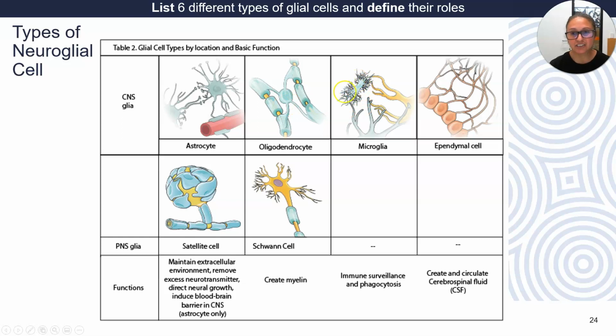This guy hangs around just eating up things that shouldn't be there, like bacteria or dead bits of cells or debris. And this guy makes cerebral spinal fluid. In the peripheral nervous system, this guy, okay, also is supportive, so it kind of maintains a nice chemical environment around the neuron. This guy makes myelin, okay? So they all have a different job to do, and they're all found in different places.